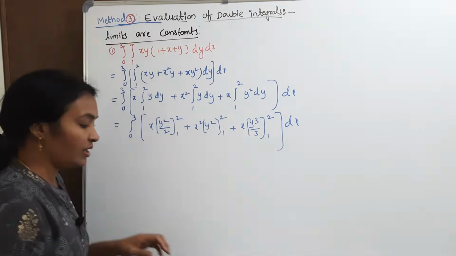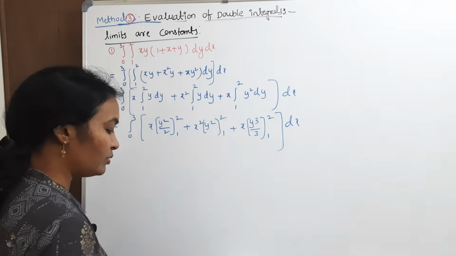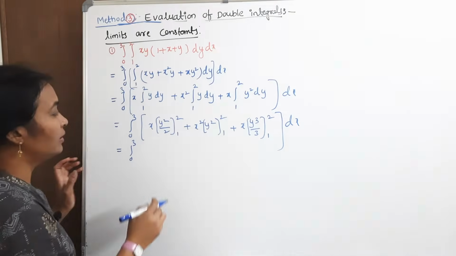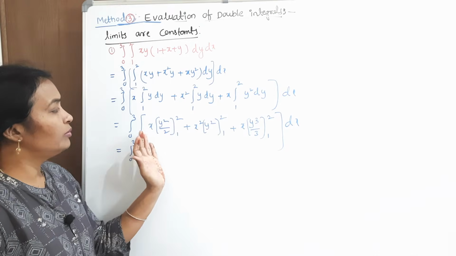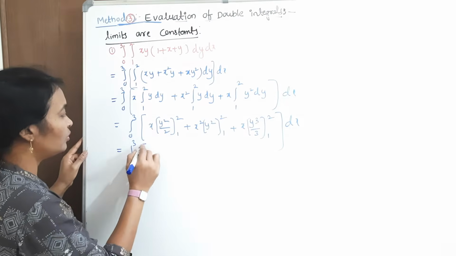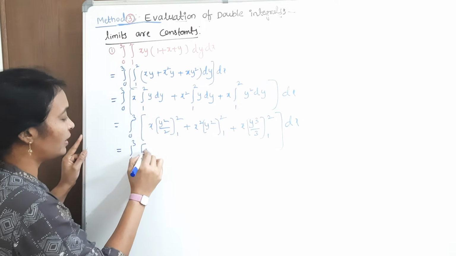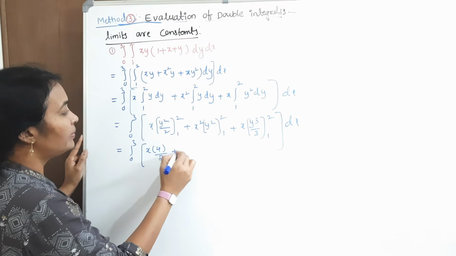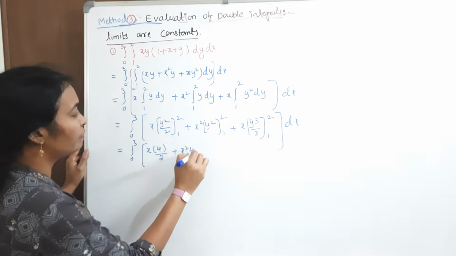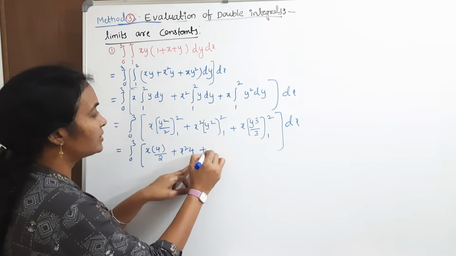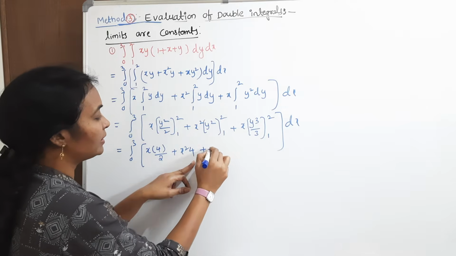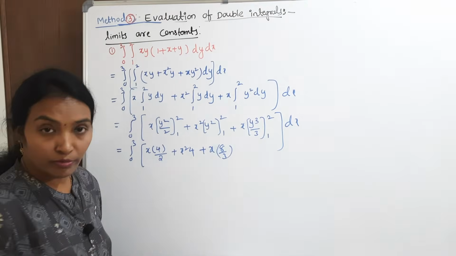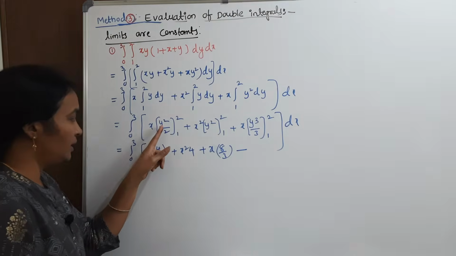Now after simplification, after putting the limit values, now I got this, 0 to 3. Directly do one thing: put the upper limit first for all. Then what does it become? Upper limit: x times 2², that is 4/2, and plus x² times this is also 4, and x times 2 cubed, 8, 8/3. Upper limit is over, then minus of lower limit in the place of y.